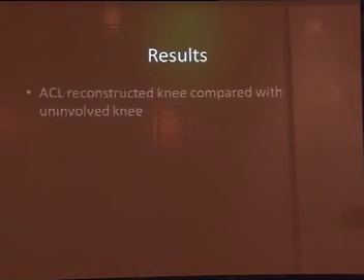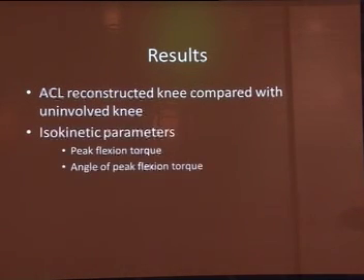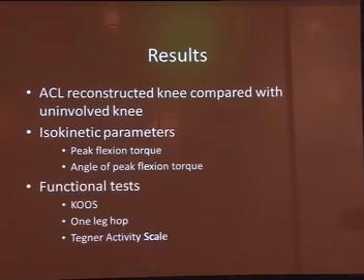What do we take? ACL reconstructed knees are compared with the opposite normal knees in the same patients. Isokinetic parameters taken from the dynamometer: peak flexion torque, the maximum force that you generate, and the angle at which you're generating that force. We'll also do functional tests in terms of single leg hop and Tegner.